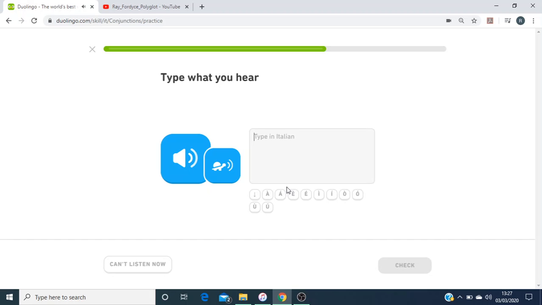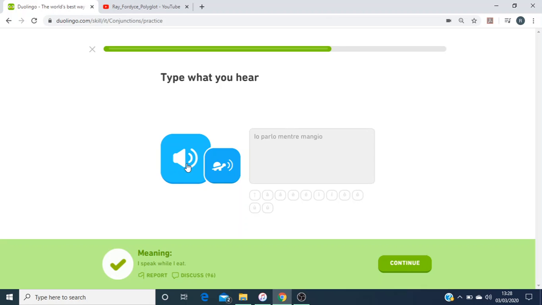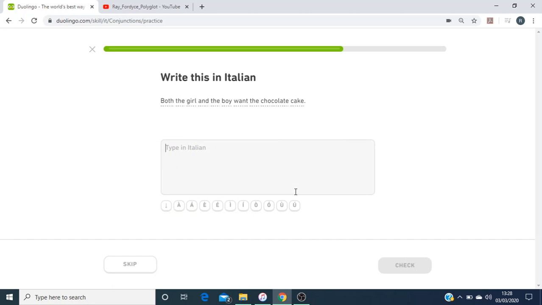Io parlo mentre mangio. I'm surprised I haven't covered this in the notes. Sorry, I've lost my track. So, Io parlo mentre mangio. Oh yeah, that's I speak while I eat. I think I might have missed an accent there, but both the girl and the boy want the chocolate cake. So let me see if I can get this right.